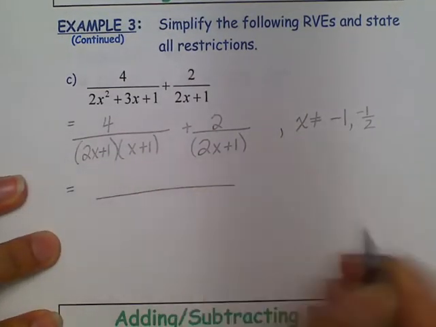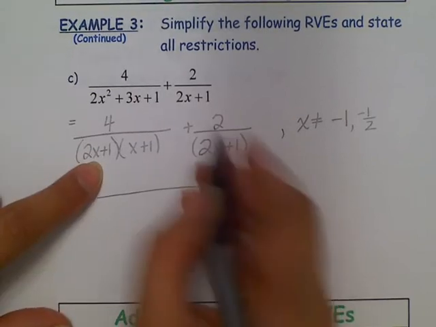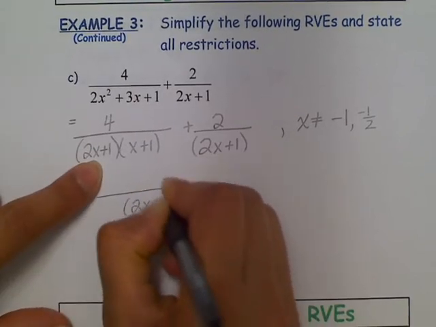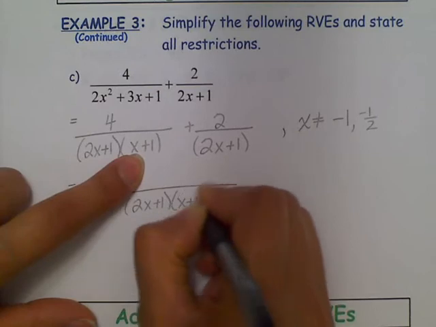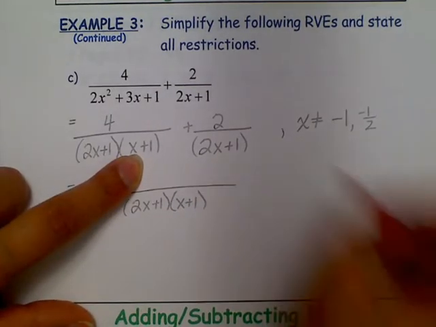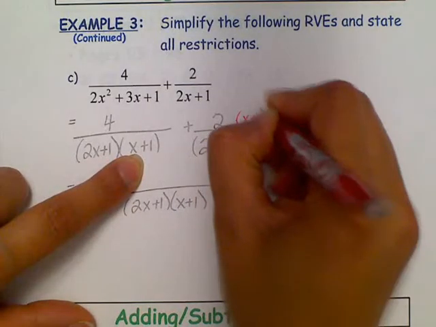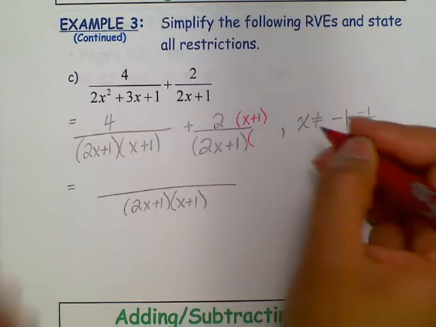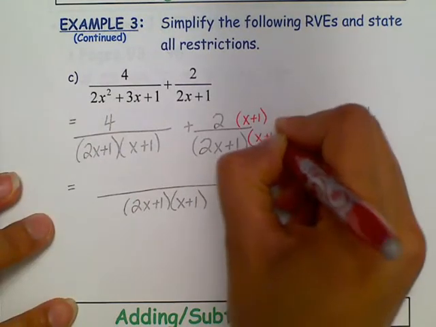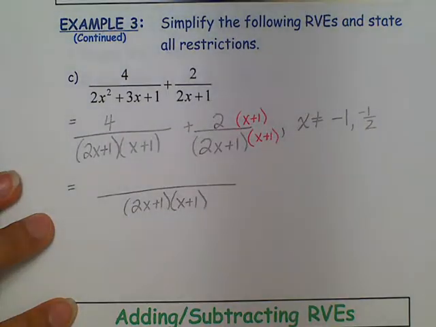So again, for the lowest common denominator, you'll notice that 2x plus 1 is already common. And the only factor that's missing is a factor of x plus 1. And this factor of x plus 1 is missing from the second set of brackets, from the second RVE.